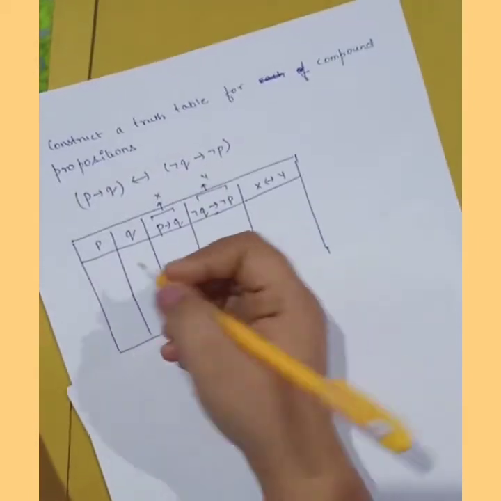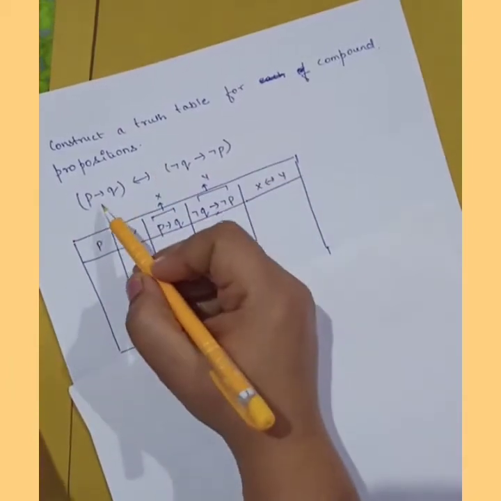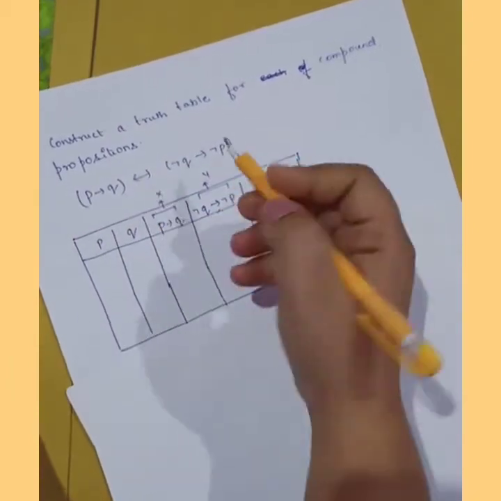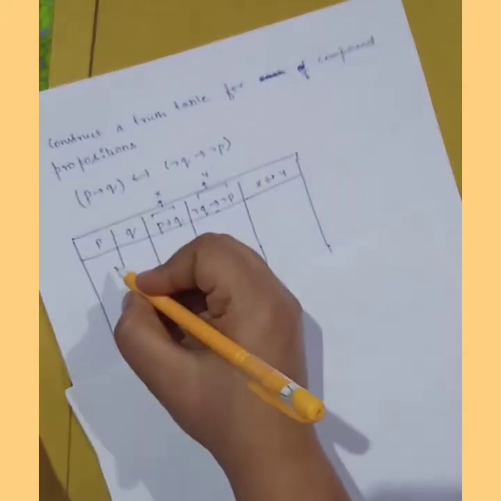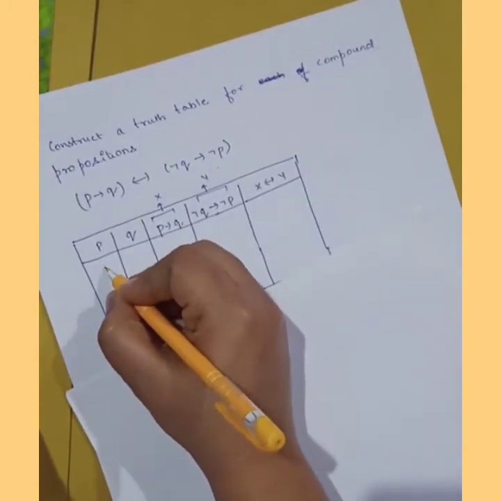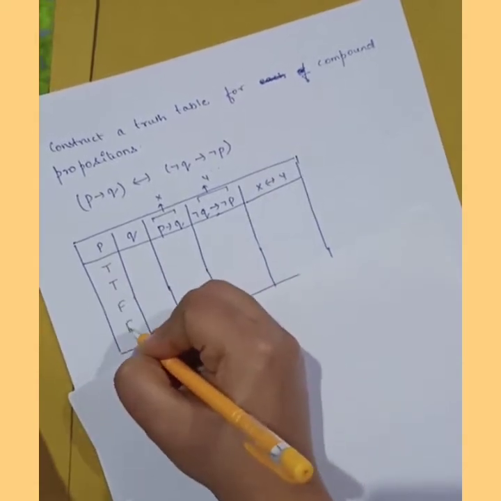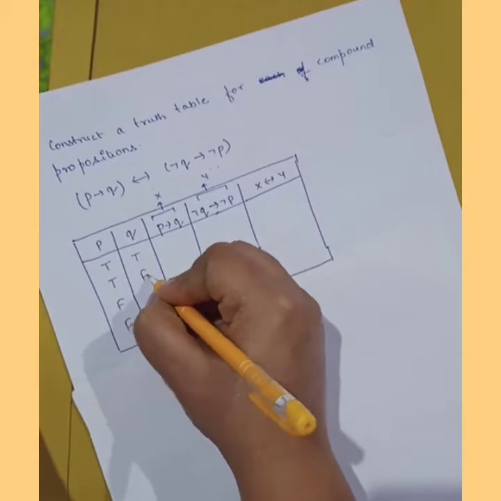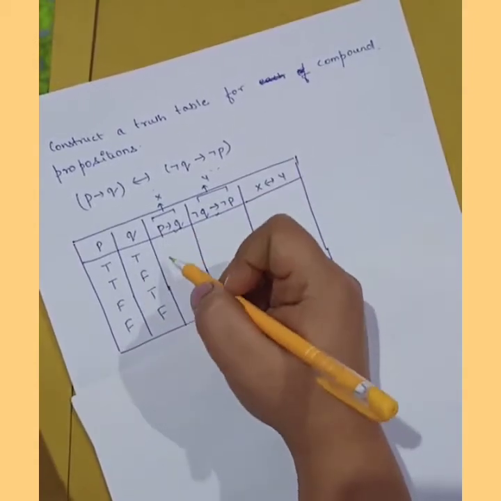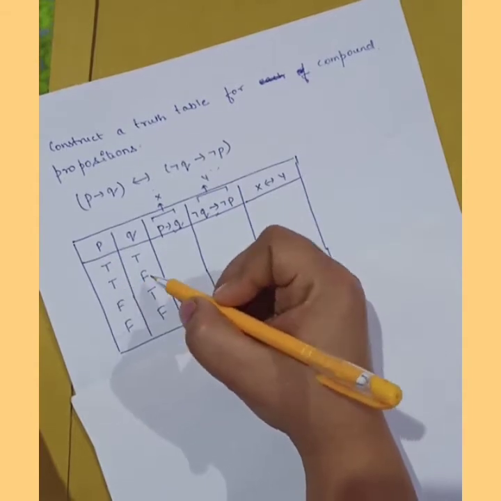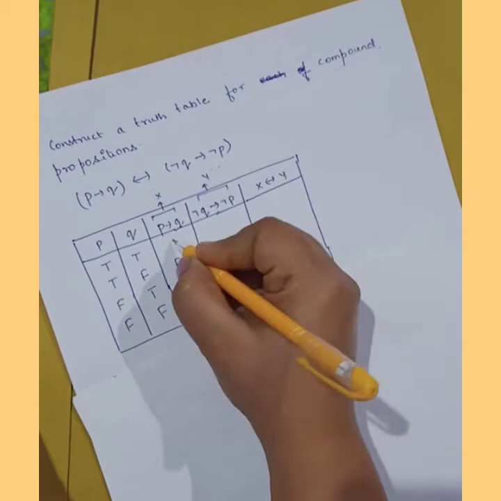So we can write here all possible combinations of P and Q to prove that P implies Q by the conditional, negation of Q implies negation of P. The possible combinations of P and Q are TT, TF, FT, FF. Now we will write P implies Q. P implies Q is false only when P is true and Q is false. In the rest of the cases, it is true.